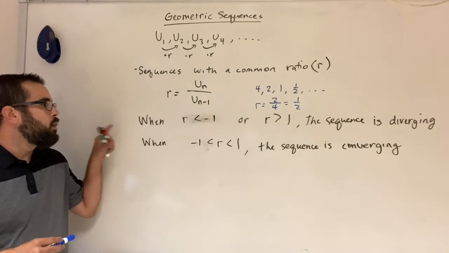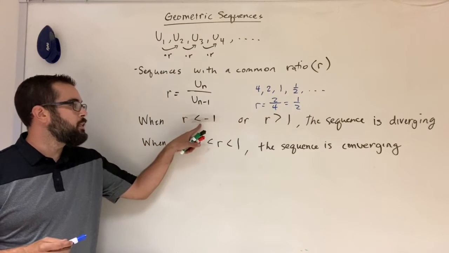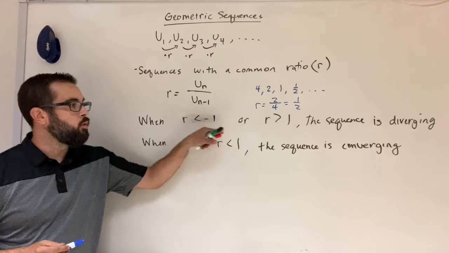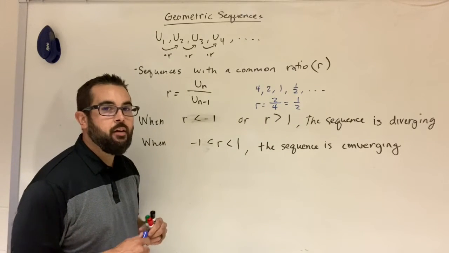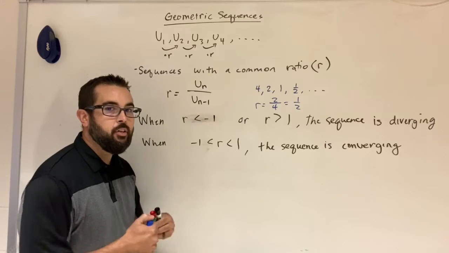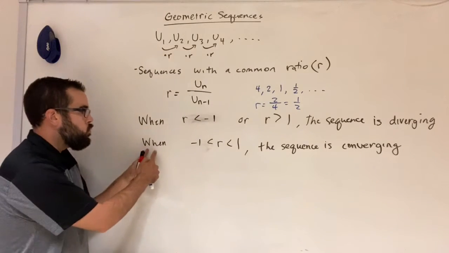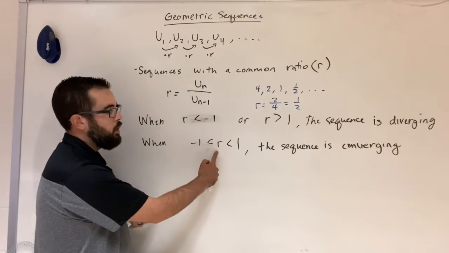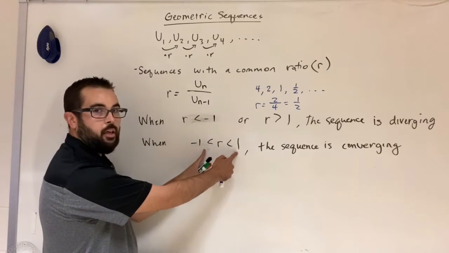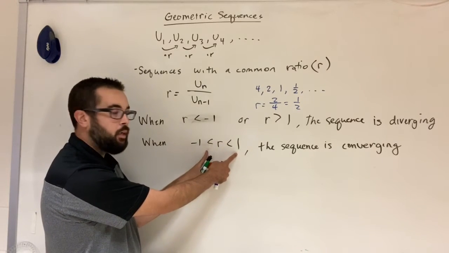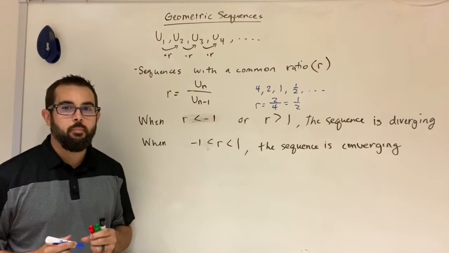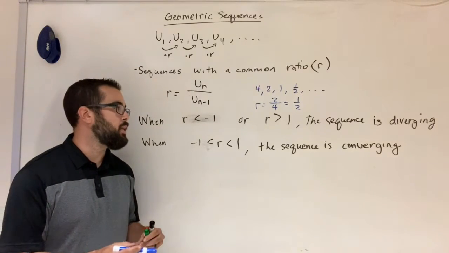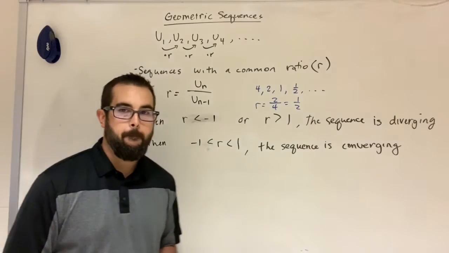So when r is less than -1 or greater than 1, we call that sequence a diverging sequence. The sequence is diverging. When -1 is less than r, which is less than 1, that's another way of saying when r is between -1 and 1, the sequence is converging. And that's going to be important when we talk about geometric series. We're going to use that vocabulary.